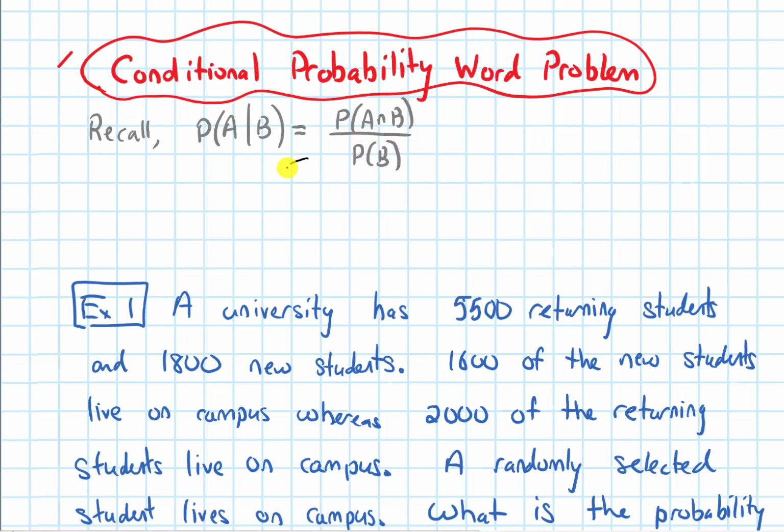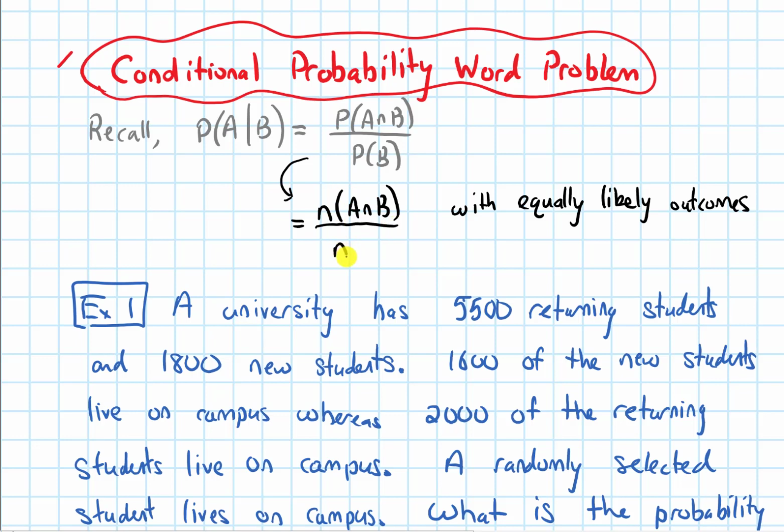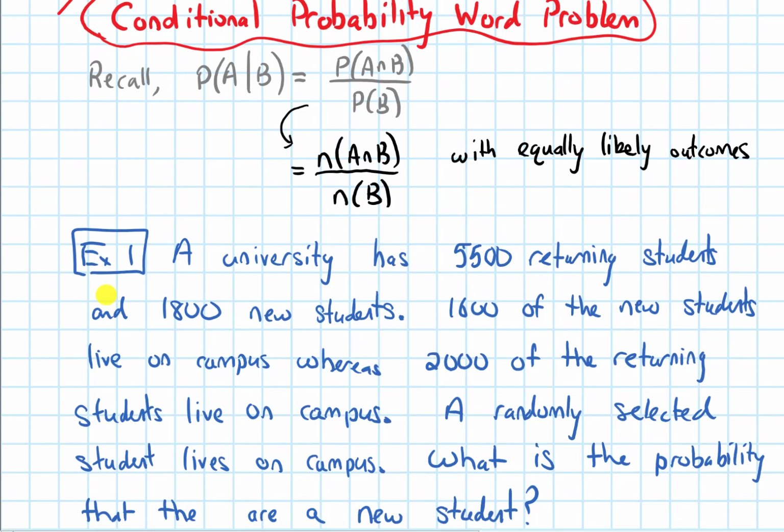Okay. I can also write this in a simplified way if we have equally likely outcomes. And we saw this when we first talked about conditional probability, we could write this as simply the number of elements in the intersection of A and B divided by the number of elements in the set B. Alrighty, so that said, let's do an example.